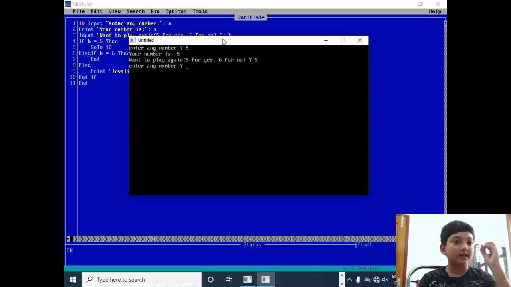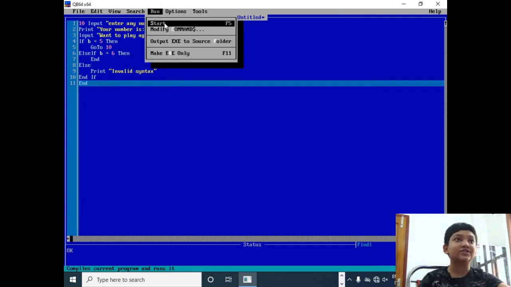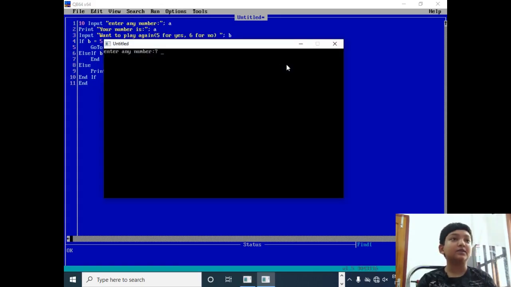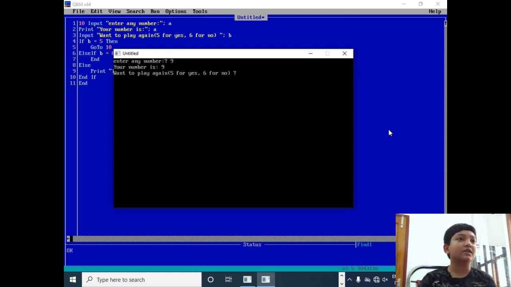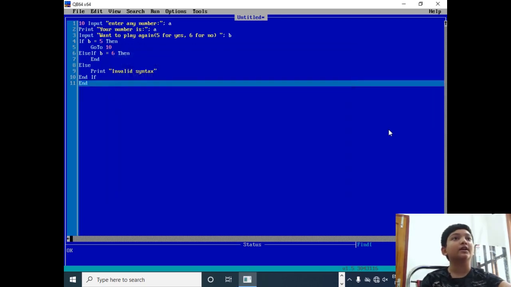See, in the next line again it is coming, enter any number. What we want is that a new window appears, or else in this window everything is cleared and we start again from the beginning. So how to do that? Before that, let us check: I am giving 5 every time, so let's give something else, like 9. Your number is 9. Now I don't want to play again. Then 6, and press anything to continue, then end.